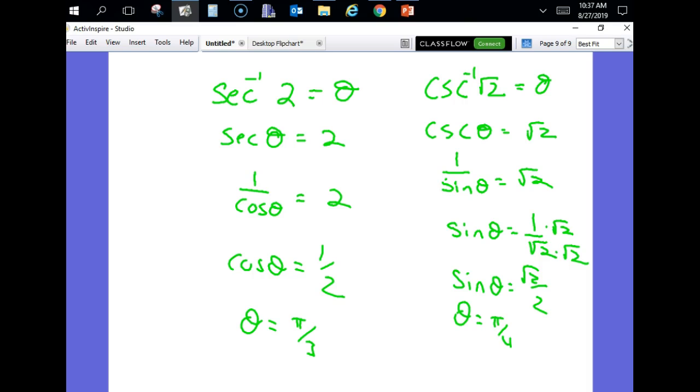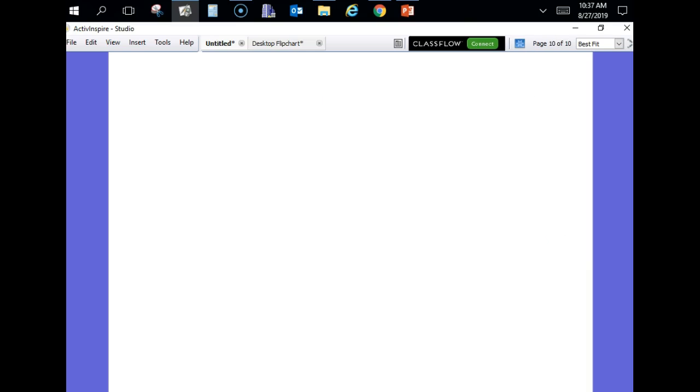Okay? So now this is something you guys want to write down in your notes. Okay? Ready? We're going to title this Range Restrictions for arc trig functions.